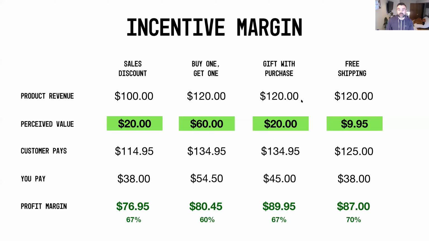Then we looked at a gift with purchase. And this one was where we took your same product, again, held it constant at $120, but then maybe we added another little trinket or something that we can add on as another little add-on or upsell. And so in that scenario, it's not as much perceived value from the customer. They're still paying the same $120 plus their taxes and the shipping.